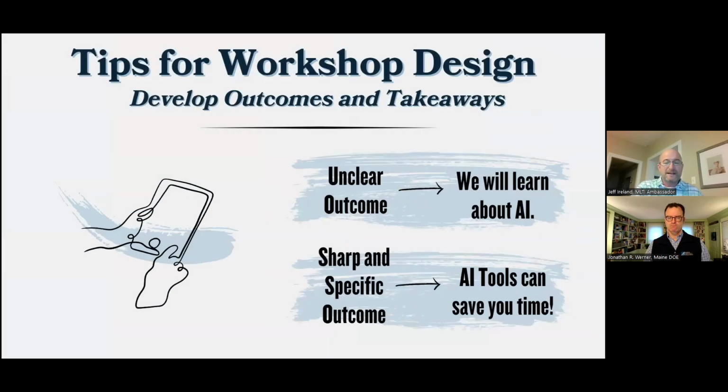Here's an example of an unclear outcome when we were developing our AI session: we will learn about AI. That's true, but AI is such a massive concept that learning about it isn't all that specific. Yet we want to make sure people know that when they come to our session, they're going to learn about AI tools that will save them time as educators. That's far clearer in terms of an outcome.